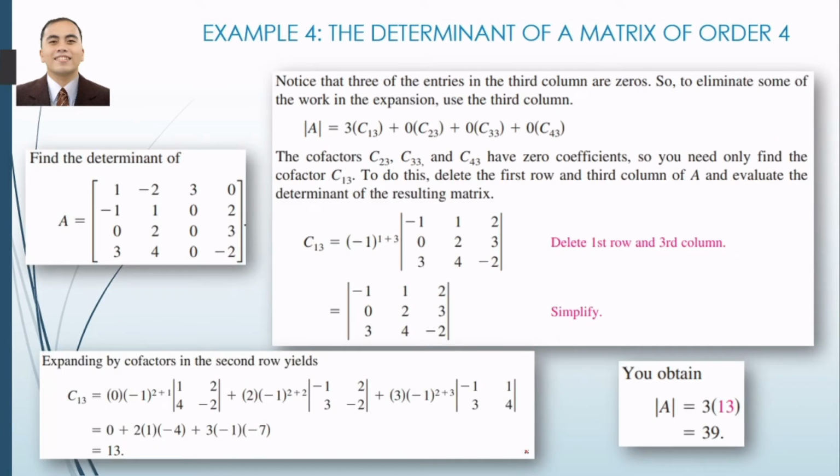So for example number 4, find the determinant of a matrix of order 4. For instance, we have this matrix A equal to 1, negative 2, 3, 0, negative 1, 1, 0, 2, 0, 2, 0, 3, 3, 4, 0, negative 2. So notice that 3 of the entries in the third column are 0.